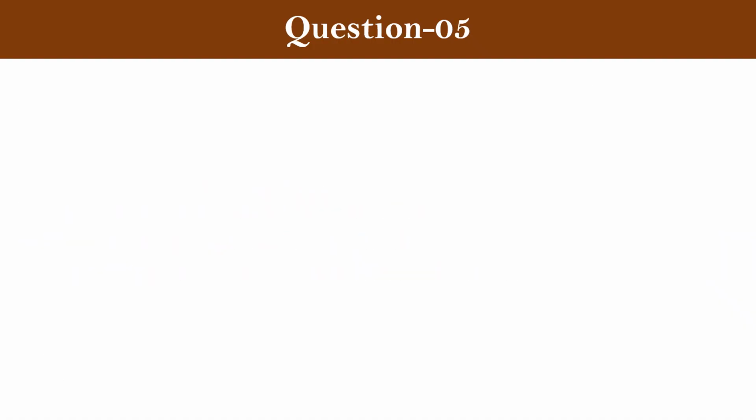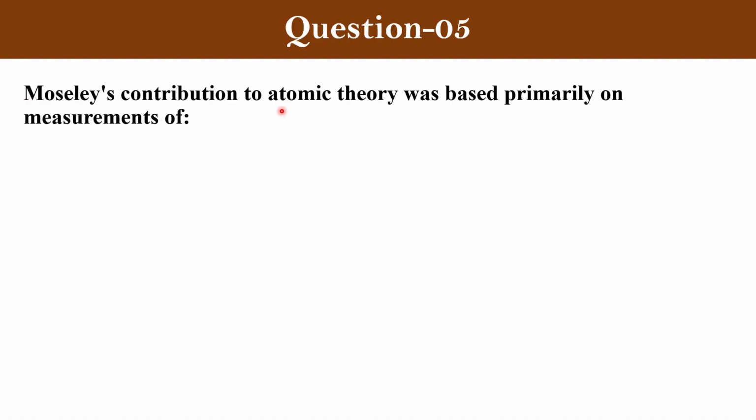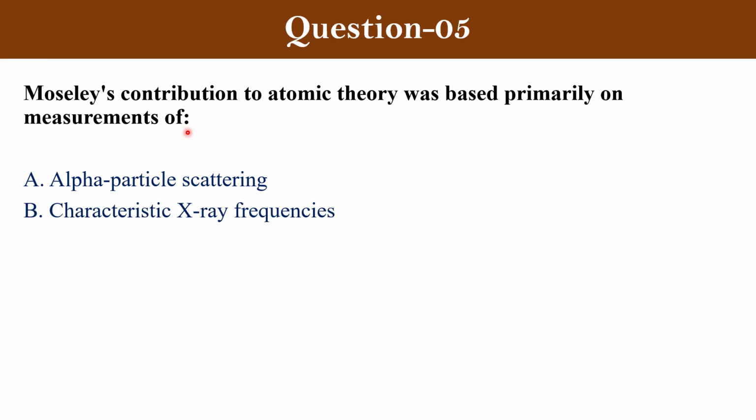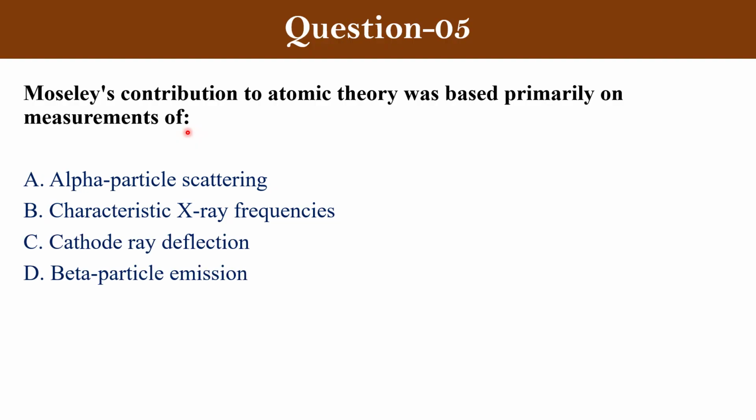Question number 5. Moseley's contribution to atomic theory was based primarily on measurement of option A, alpha particle scattering, option B, characteristic X-ray frequencies, option C, cathode ray deflections, option D, beta particle emission. So which is the correct answer? Just pause and think. The correct answer is option B.